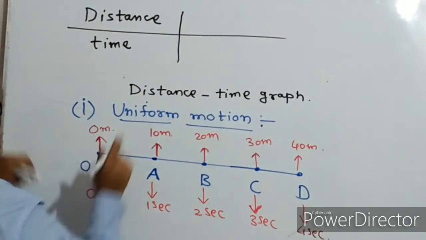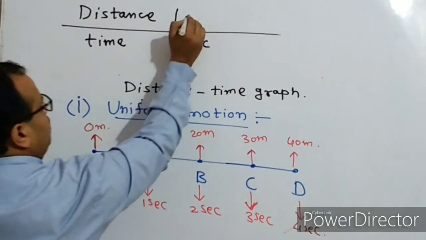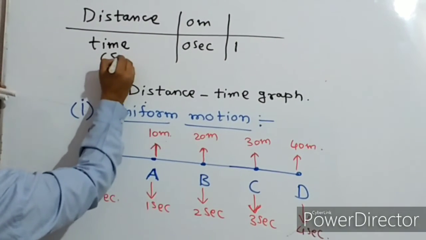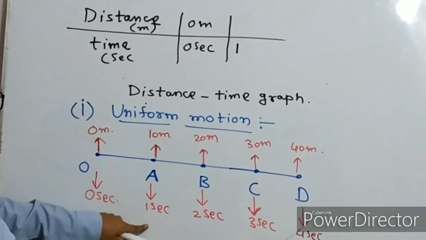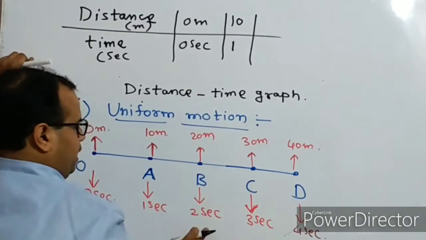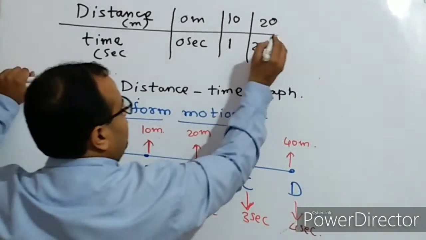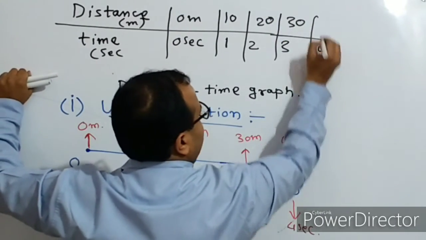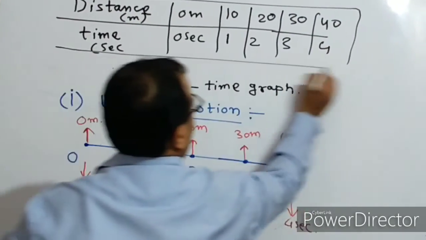Now at 0 second the distance is 0 meter. Time is in seconds and distance is in meters, so I am not writing the units again. At 1 second it is 10 meter. After that at 2 seconds it is 20. Then at 3 seconds it is 30, and at 4 seconds it is 40. So this is the tabulation of the data which we have written here.